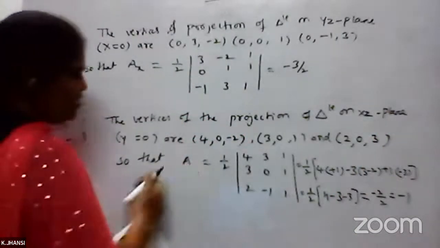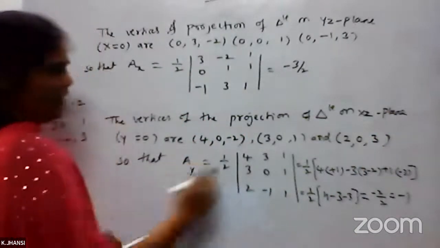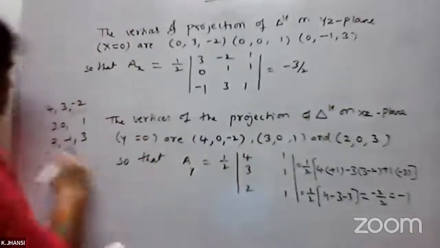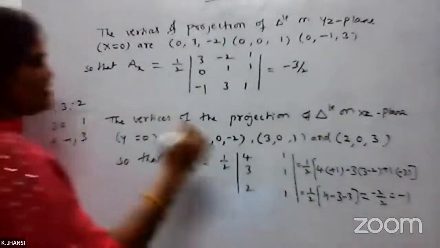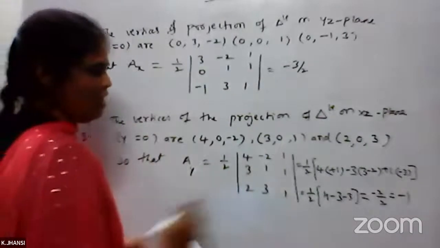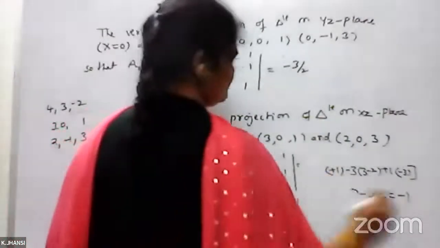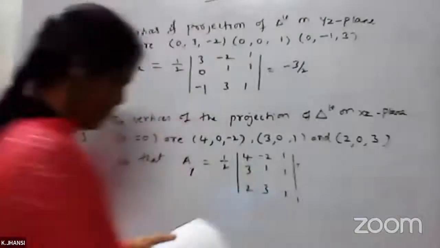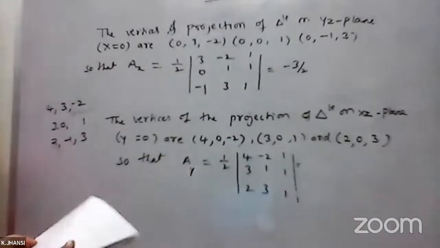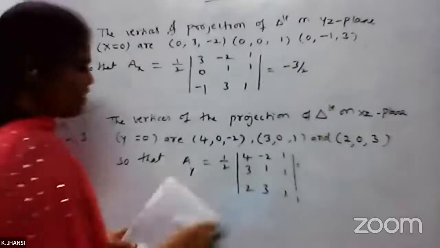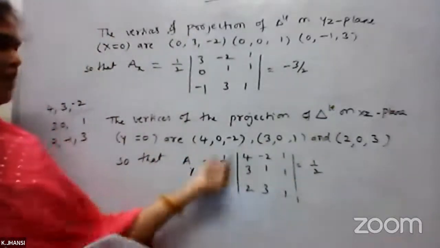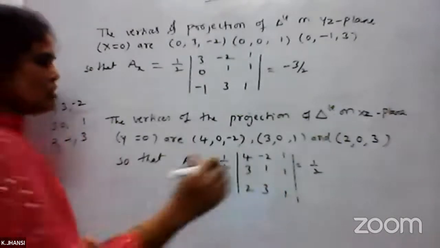So AY equals to, AY means x will be there, but here y will not be there. So what are the z values? Z values are -2, 1, 3. Okay. -2, 1, 3, 4, 3, 1, 1. So this answer you will get as 1 by 2. Okay. So after finding the determinant, you check. So this is the 1 by 2.